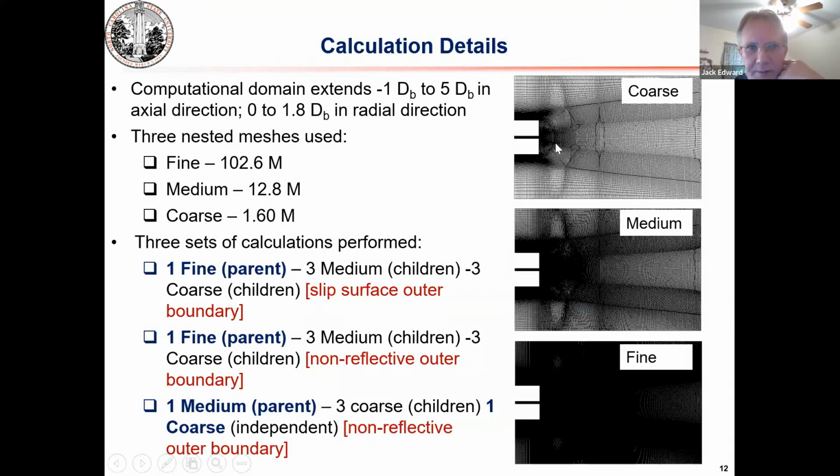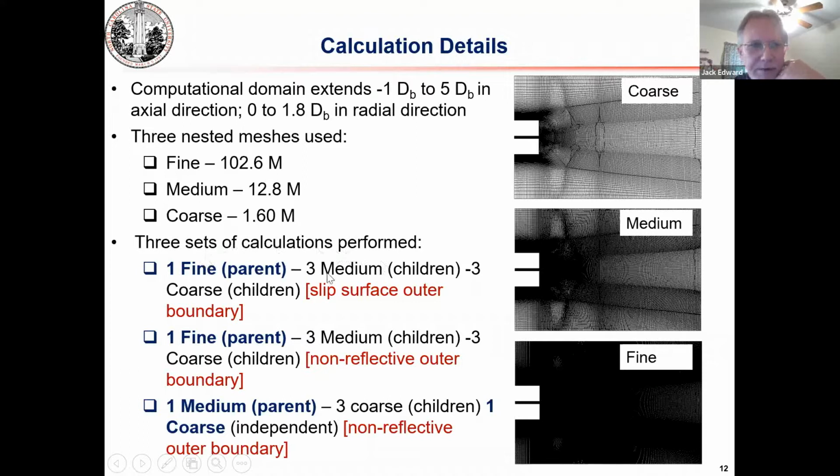And this is an example of the meshes in a little more detail. You've got your fuel injector here, you've got your bluff body. The fine grid has about 100 million cells, and then we coarsen by factors of 8 until we get to a 1.6 million cell coarse mesh realization.